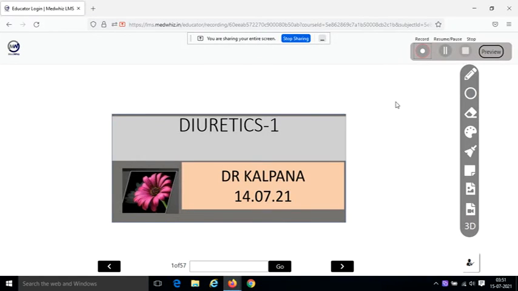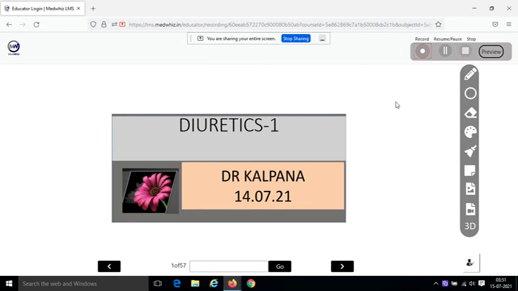This class is about diuretics. Abnormalities in fluid volume and electrolyte composition are common and important clinical problems, and that can be life threatening too. So, drugs that block the transport functions of the renal tubules are widely used in treatment of these disorders.